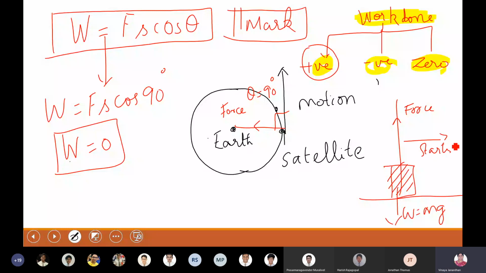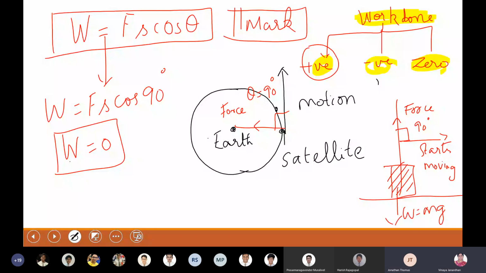When he starts moving, look at the angle between the direction of motion and the force. What is the angle between them? It's 90 degrees. Even in this case, work done is 0. So are you clear, boys?